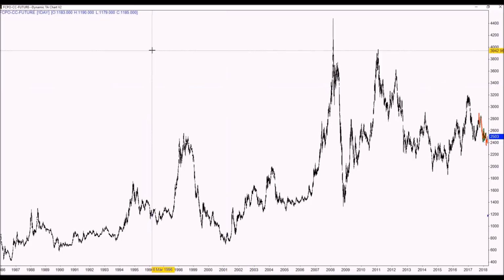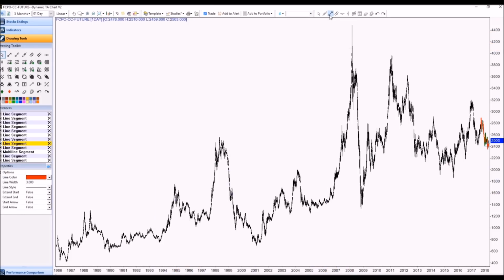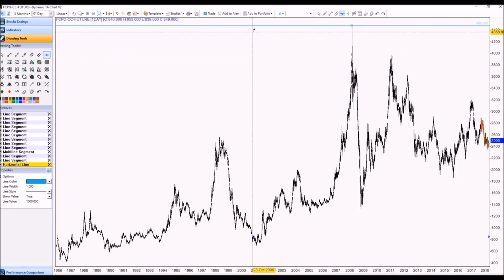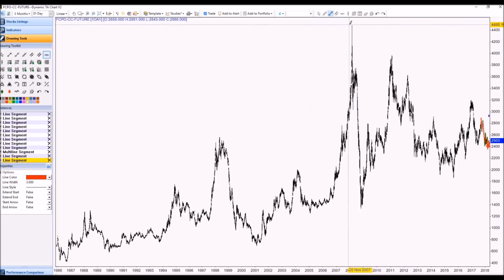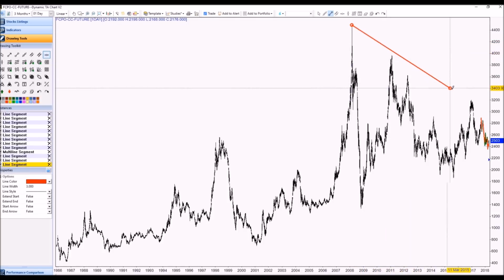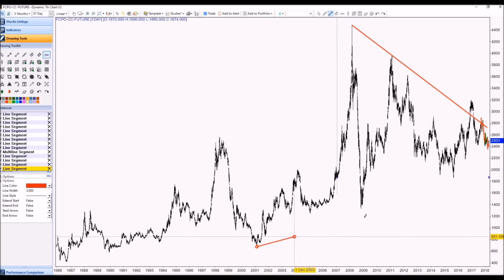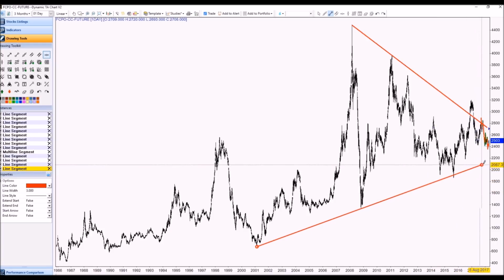To understand price movement, you need to analyze from the big time frame. Let me show you something. I want to draw this line to this point, touch here and drag it into the future. After that, I want to draw this one into the future.